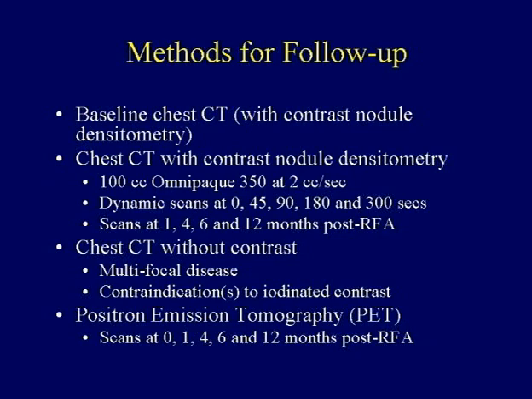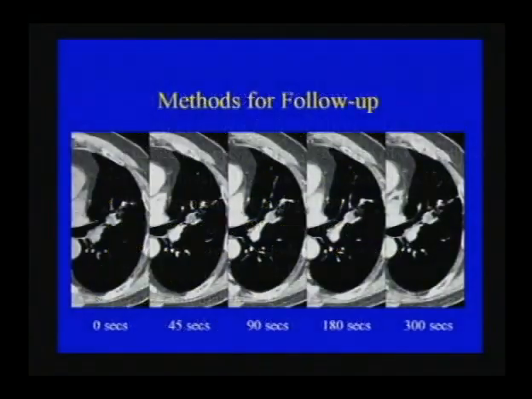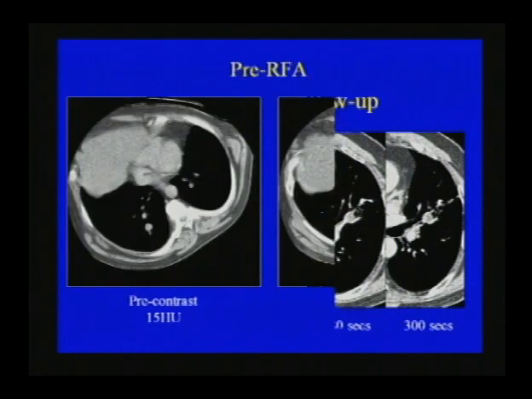I won't go into the nodule densitometry because it was so nicely done in the preceding talk. We've modified that technique just a little bit to shorten it just a touch. We give 100 cc's of Omnipaque. We scan at 0, 45, 90, 180, and 300 seconds, and use the same 15 Hounsfield unit threshold, although we too are now looking at moving to the perfusion techniques that may be more sensitive. And here's the kind of thing you see. Here is a lesion that is being followed, and here you see the contrast uptake over time to 300 seconds.